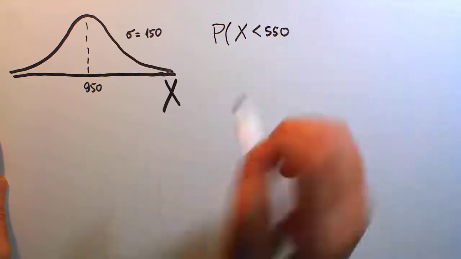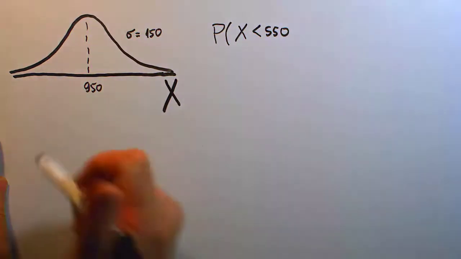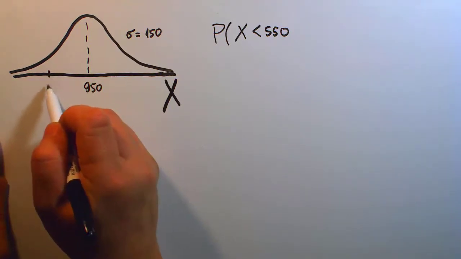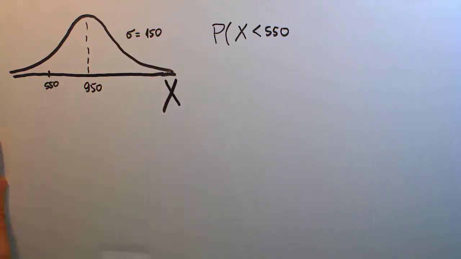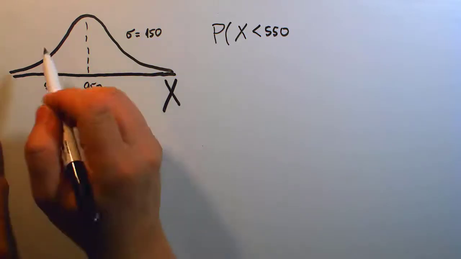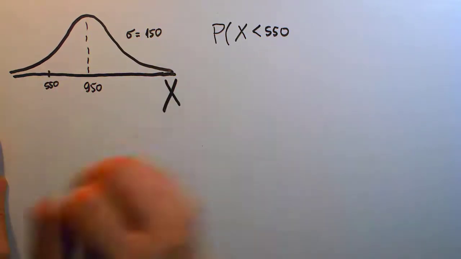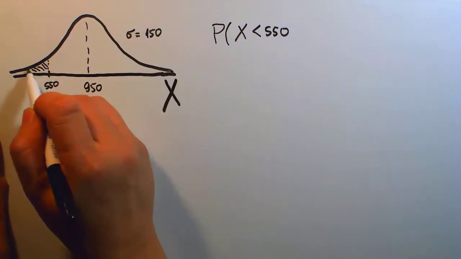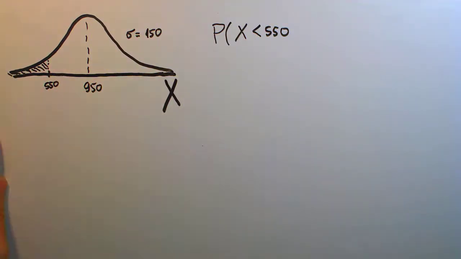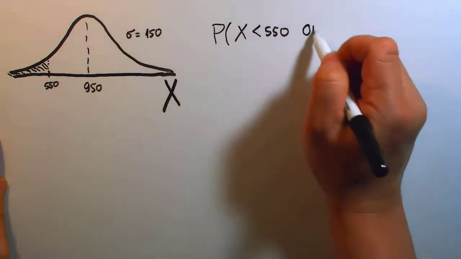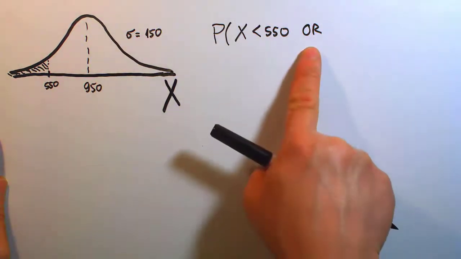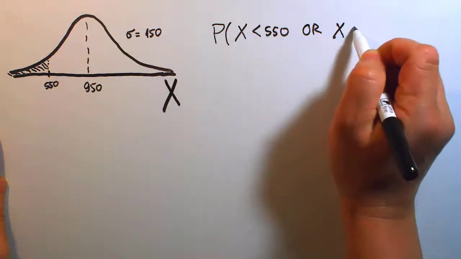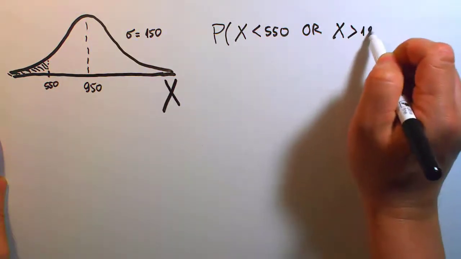550. So what makes sense about 550, and the only thing it needs to make sense, is that 550 is somewhere to the left-hand side of 950. So now I am going to, according to the requirements, look for area shaded to the left of 550. Or it's indicating additionally we're including the probability for those x values that stay above 1200.